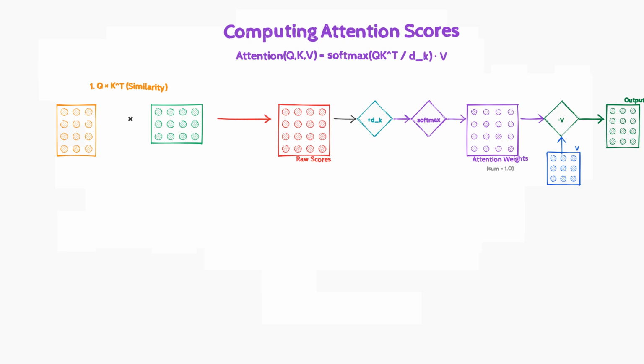Third, we apply softmax to normalize the scores into a probability distribution, all positive, all summing to 1. Finally, we multiply by the value matrix. This creates a weighted sum where each token receives information from other tokens proportional to their attention scores. The result is the context-aware output.